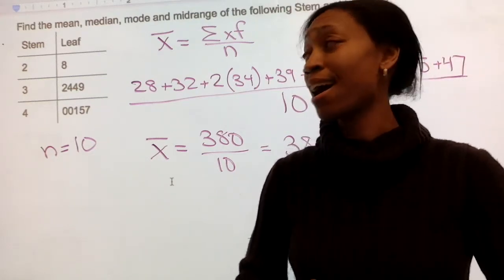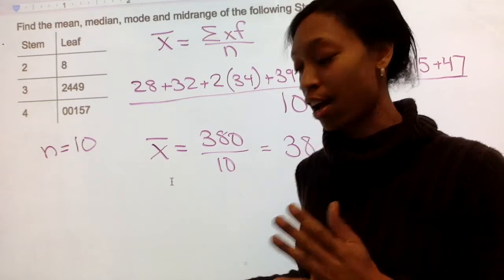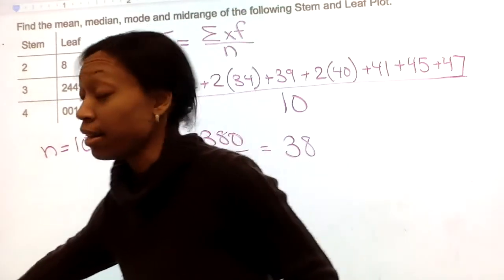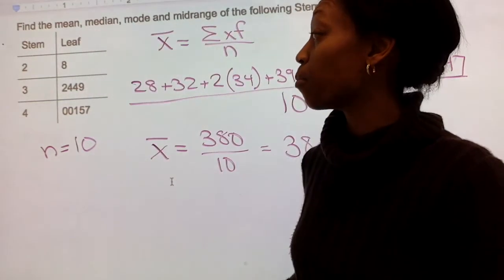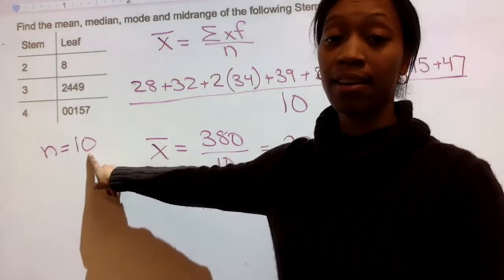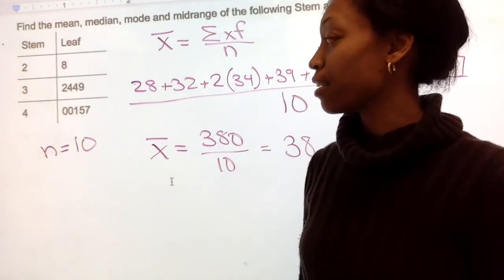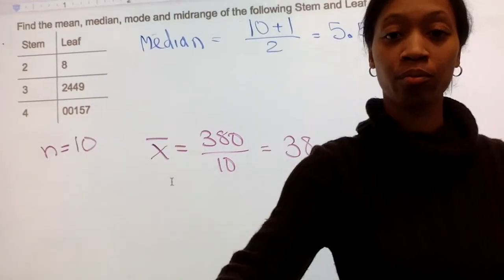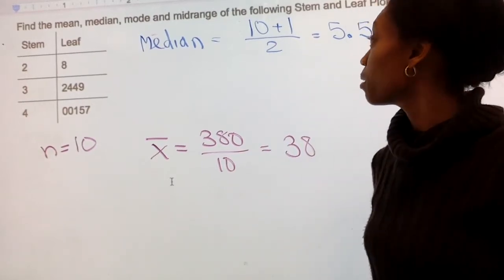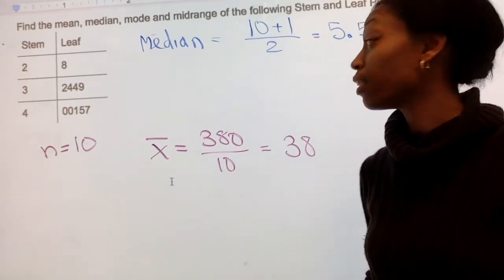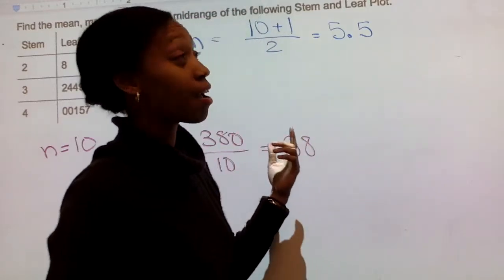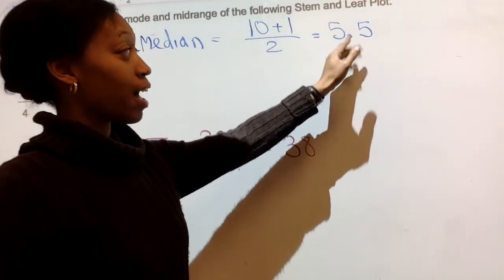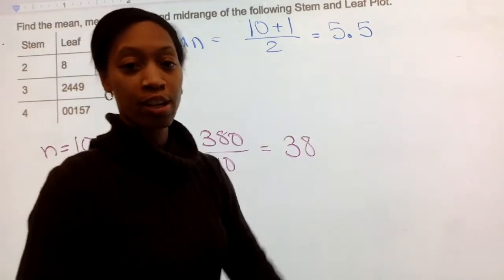Well, the median is the middle value, right? So to find the median, I'm going to take the number of things, which is my n, add 1, and divide by 2. All right, so 10 plus 1, 11. Half of 11 is 5.5. So that means we need to find that position on our table.